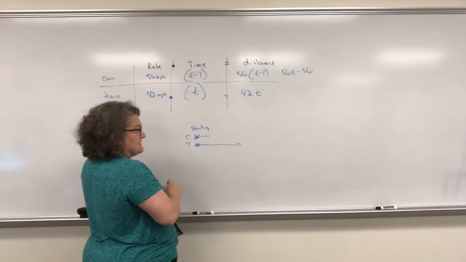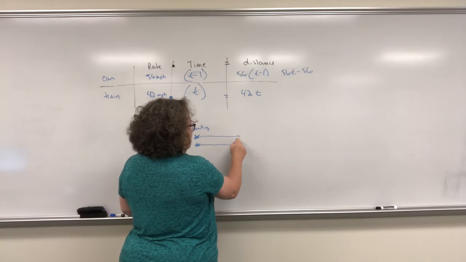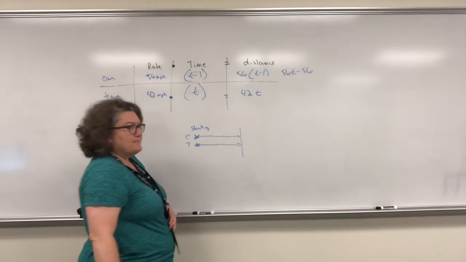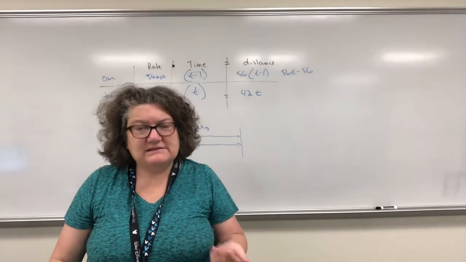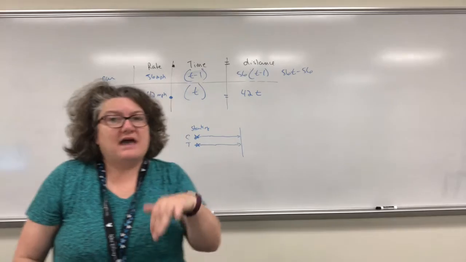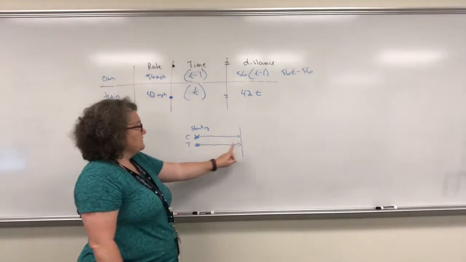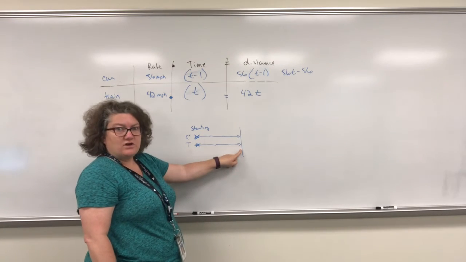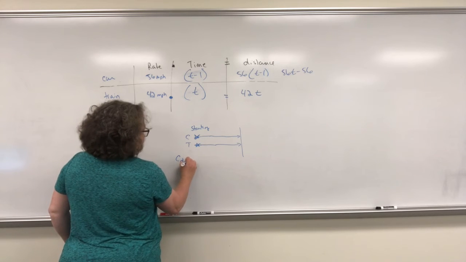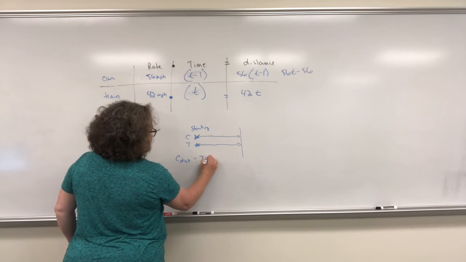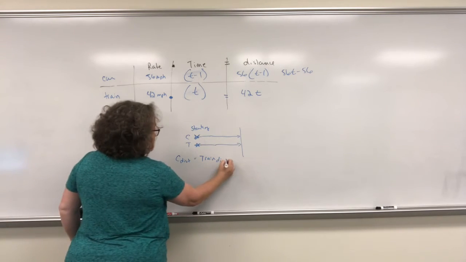Well, at first they're like this, right? There's a difference between them. But to pass or overtake, that means at some point their distances have to be equal. If they overtake each other, that means they have the same distance at an instant. And that's what we want to know. When will the car overtake the train? So that tells me that the car distance is equal to the train distance. Okay? The car distance is equal to the train distance.